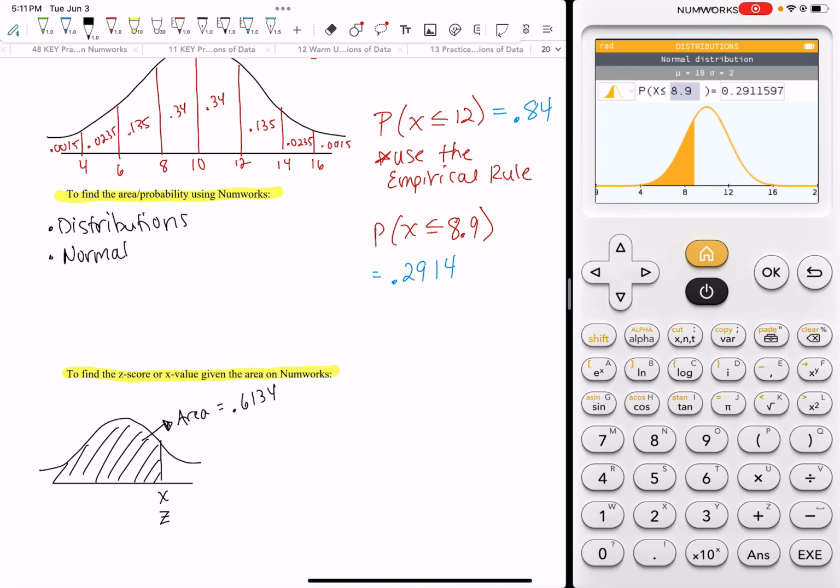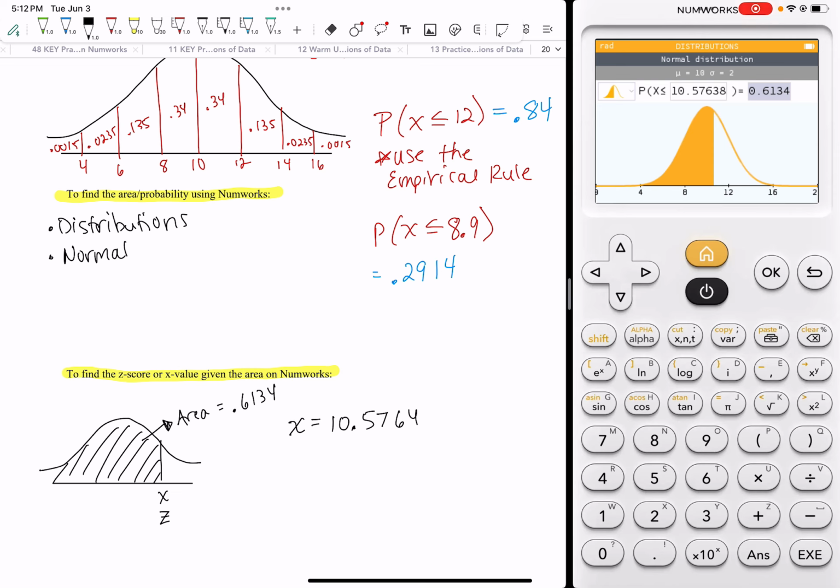Look at your picture, make sure your shading is on the correct side. And instead of typing in where x is less than or equal to, we're going to scoot over again, and we're just going to type in the actual area, 0.6134, hit enter, and we're good. So when the area is 0.6134, your x value is 10.5764. We're still going to go to 4 decimal places unless I say something else.